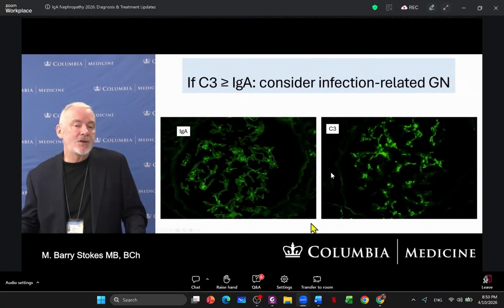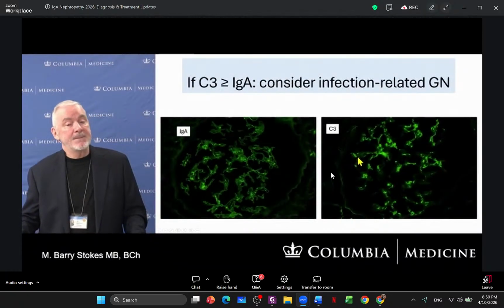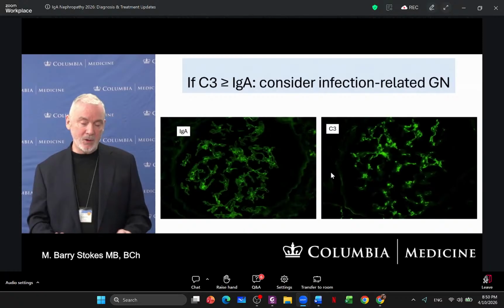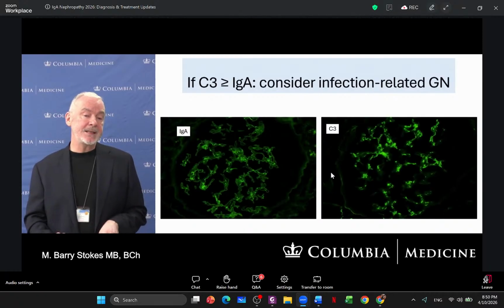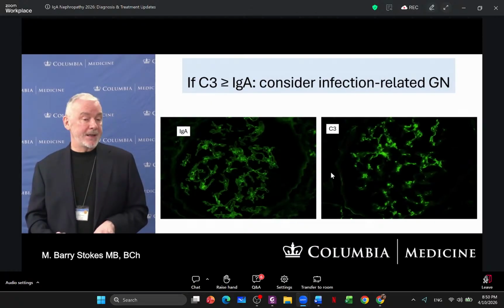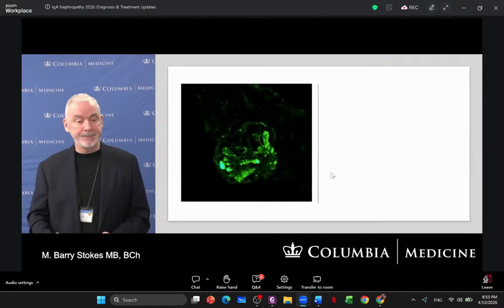There is, of course, a complicating factor. If you see very strong staining for C3 with IgA deposits, you also have to consider the possibility of infection-related glomerulonephritis. And this is seen particularly in older individuals with diabetes and staph infection. They can develop an IgA-dominant infection-related glomerulonephritis. It's not really IgA nephropathy, it's a mimic of IgA nephropathy.